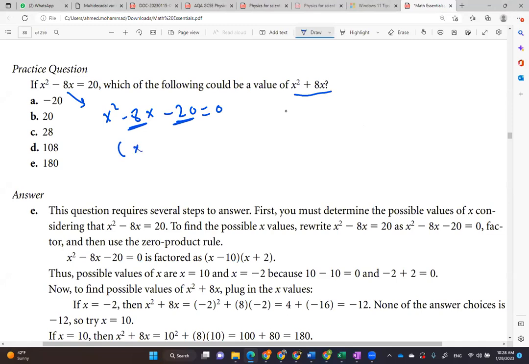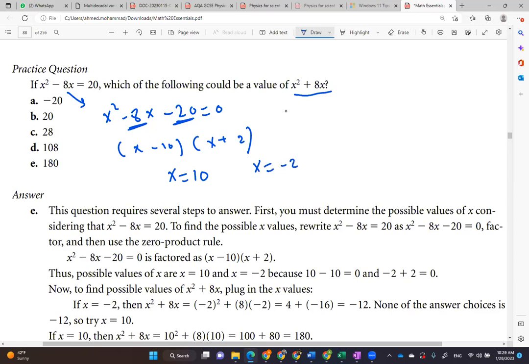So x and 10, x and 2. We have one negative and one positive. The negative one should be the larger one to match the negative 8. So it's going to be x minus 10 and x plus 2. So the value of x is either 10 or negative 2.